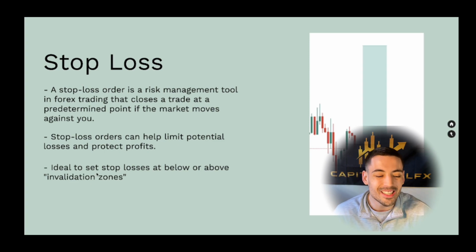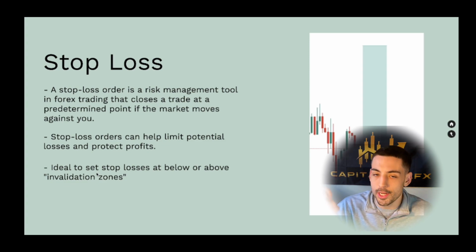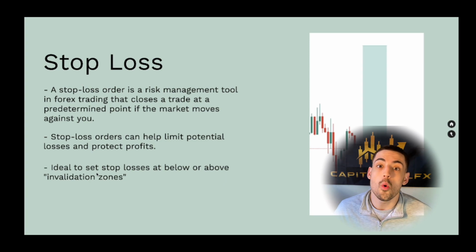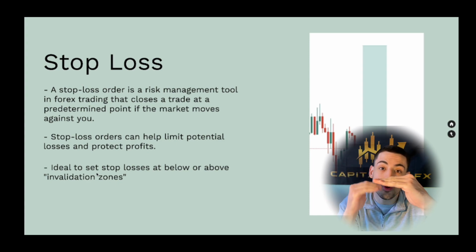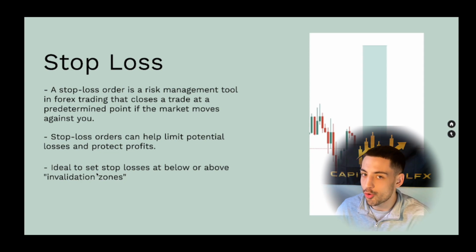And then I have right here, ideal to set stop losses below or above quote unquote invalidation zones. And what are invalidation zones? Well, I like to point out invalidation zones whenever I'm placing trades, because invalidation zones give you a better idea of where you don't want price to head and be in that trade any longer. So let's say we're trading a bounce off of a daily horizontal level. We would put our invalidation zone below that zone. So we say if price breaks that structure, we don't want to be in that trade any longer.